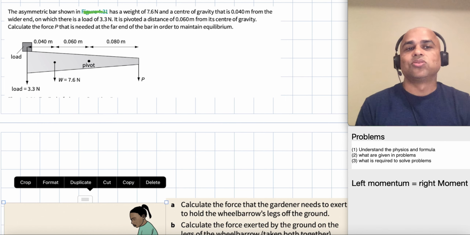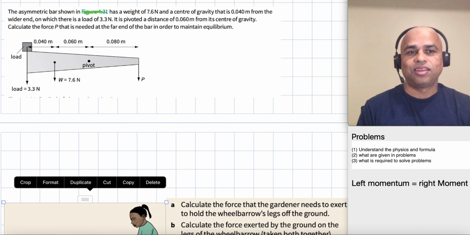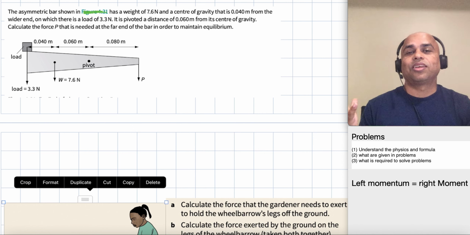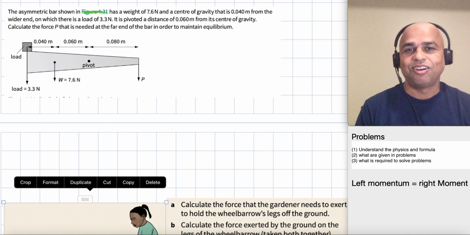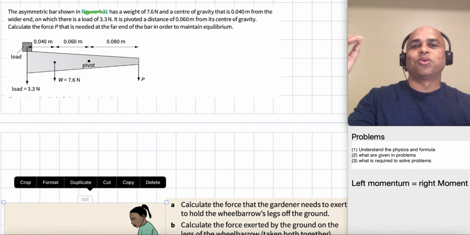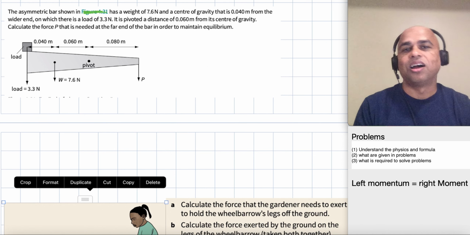Here we are going to solve a few problems related to the moment. In this problem, we are going to use the principle of equilibrium, in which we can say left moment is equal to the right moment, or clockwise moment equal to the anti-clockwise moment.